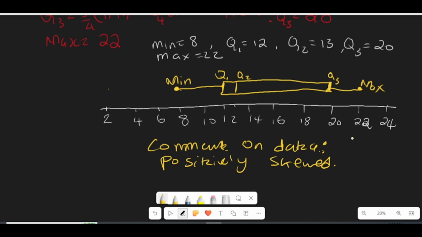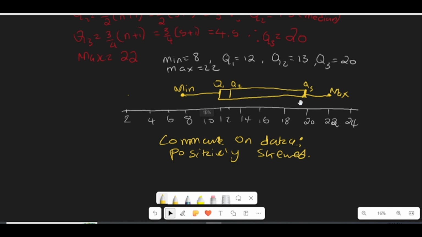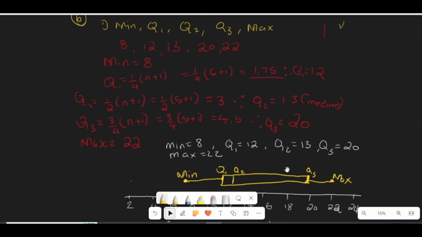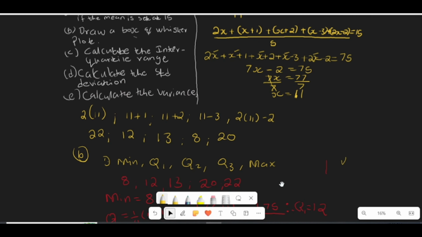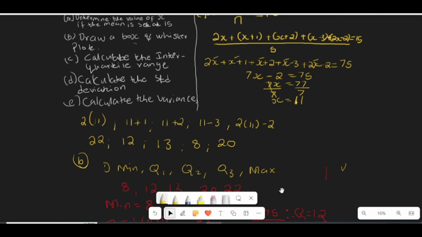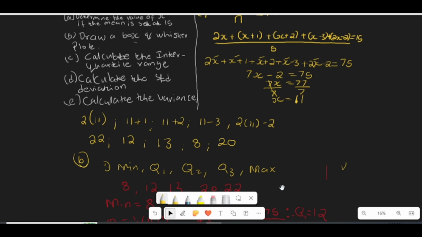Okay, great stuff. I hope you guys have been following the lesson. Thank you very much. I think there were other questions there in terms of standard deviation. For standard deviation, you will just use the scientific calculator if you've got one. And then let's see number C. Let's just do number C.